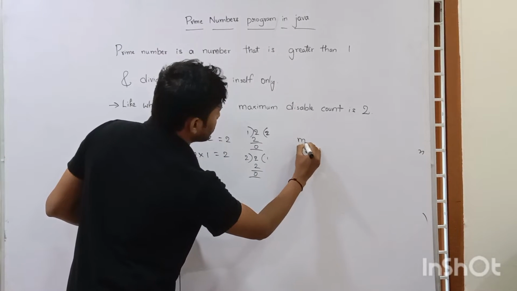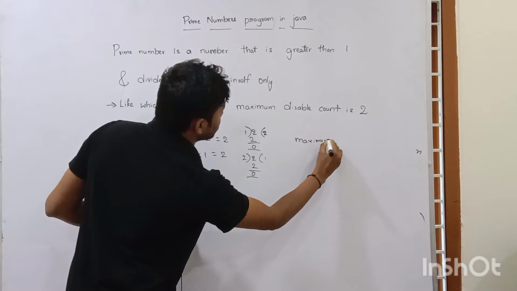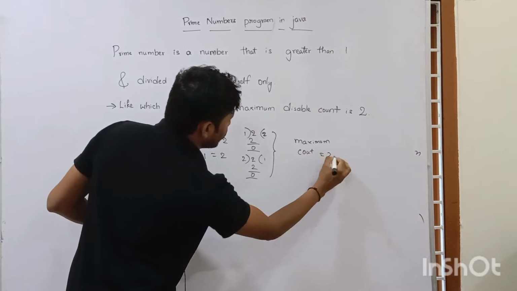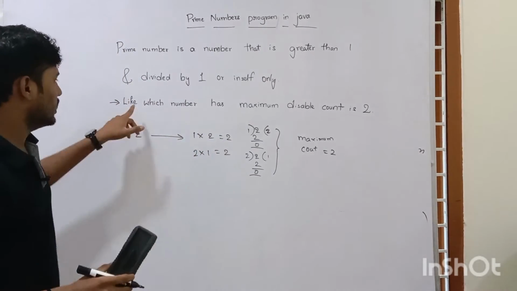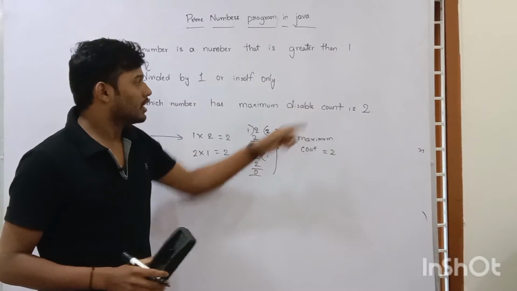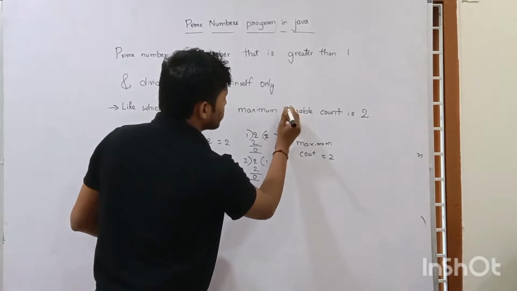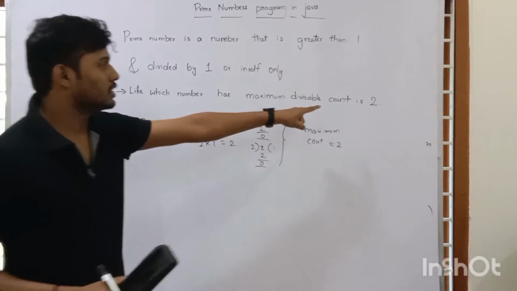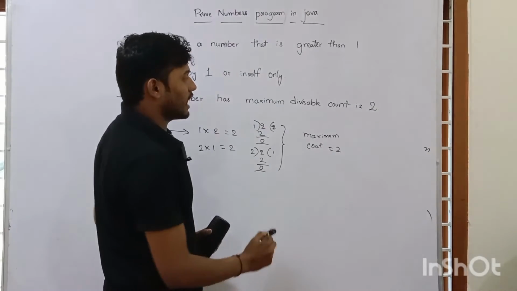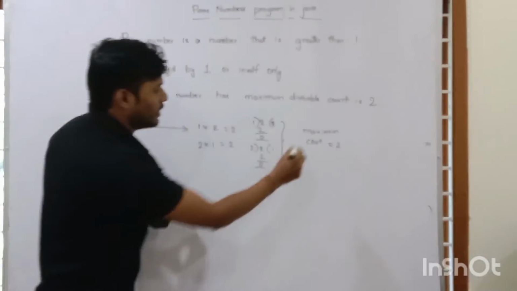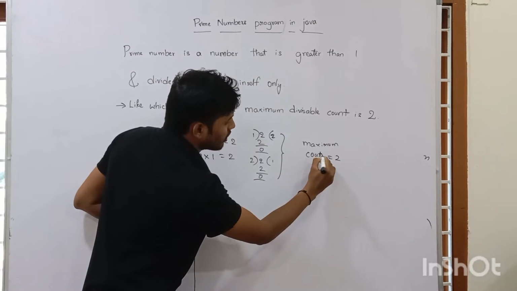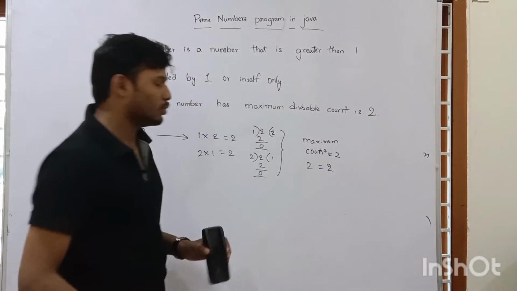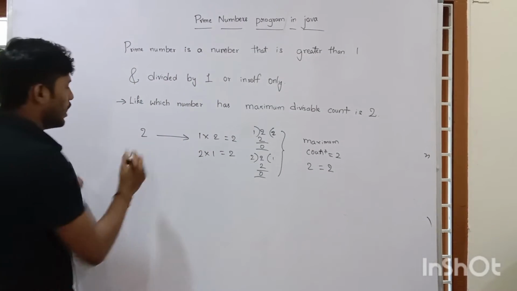Here another condition should be satisfied. The maximum count is 2. Whichever number has a divisible count of 2, that number is considered a prime number. Here we found that the count is 2, so the maximum count is equal to 2. Now 2 is considered a prime number.